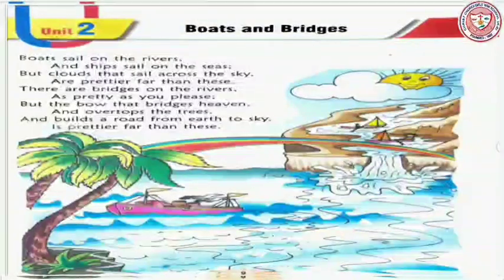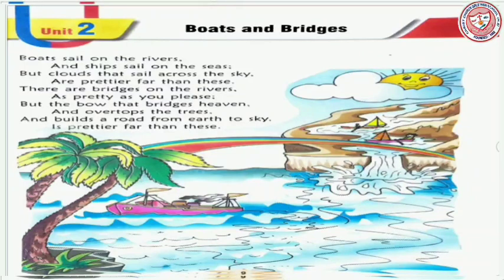There are bridges on the rivers as pretty as you please, but the bow that bridges heaven and overtops the trees and builds a road from earth to sky is prettier far than these. The poetess compares a rainbow built on a treetop, which links earth and sky with a bridge.